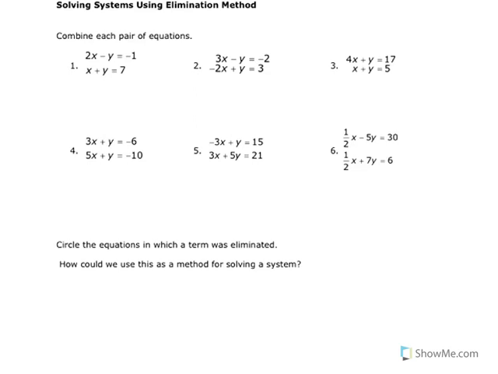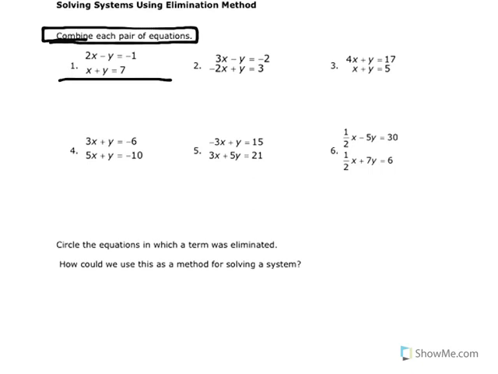We have 6 different systems. And what it's saying to you to do is to combine each pair of equations, which means we're going to add the 2 equations together. So it's like a little math problem. I'm just going to put a line under here, and we're going to add them together.